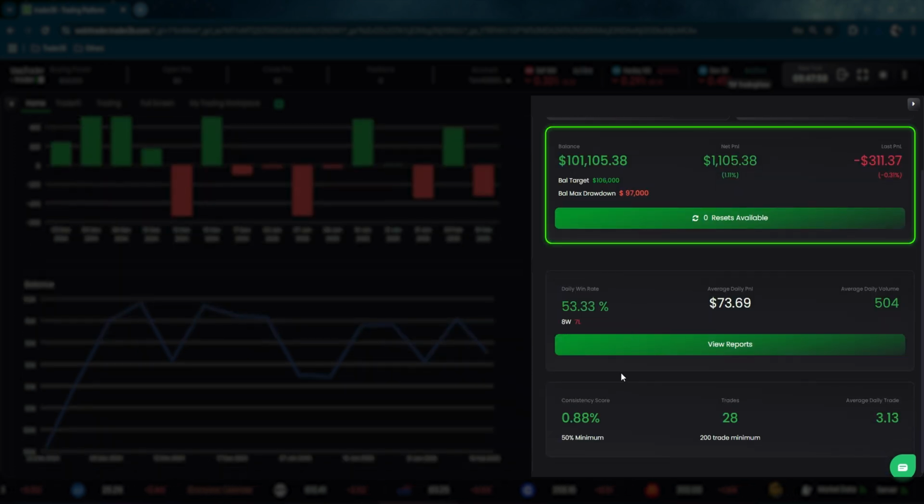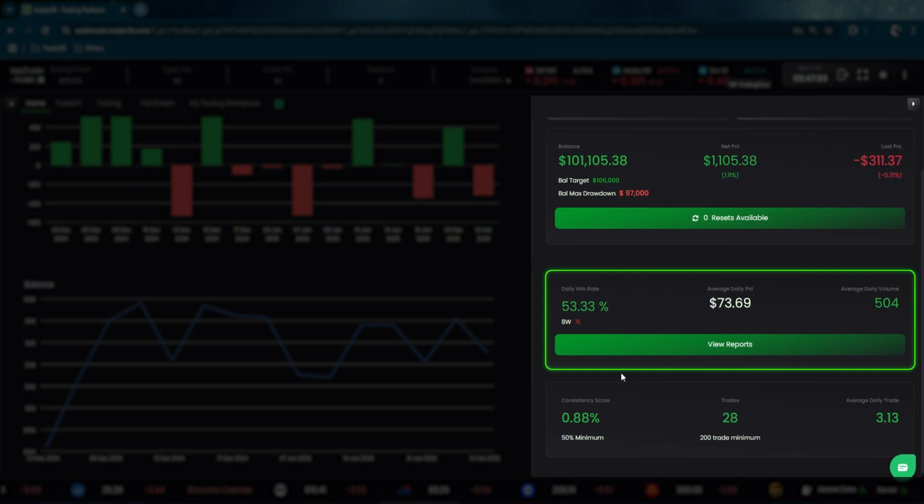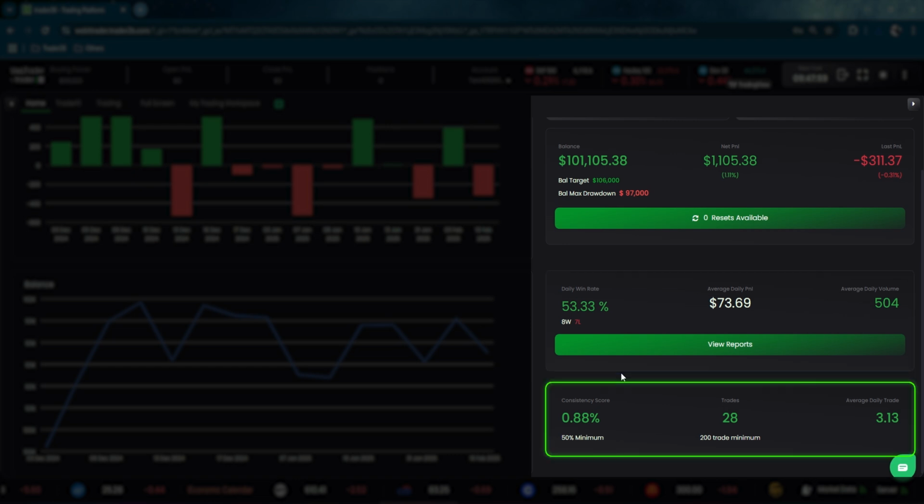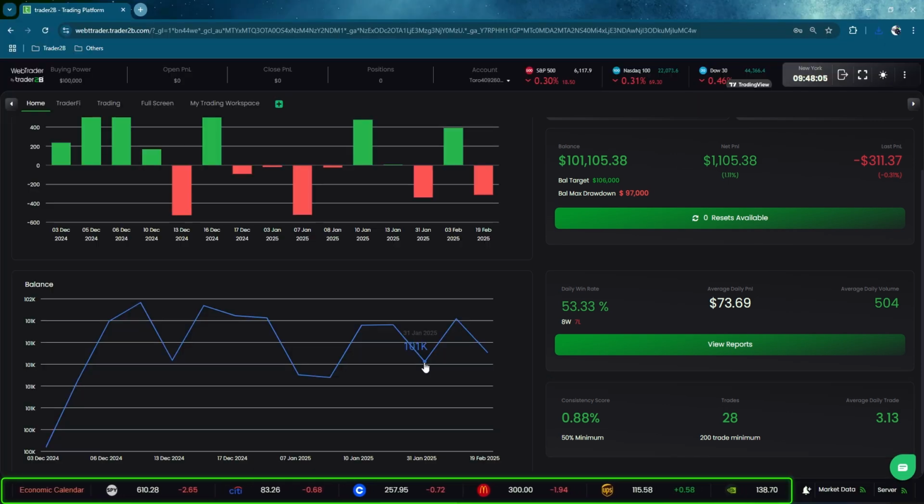This will also show your current balance, target balance, maximum drawdown, and resets available to your account, as well as your P&L, profit and loss for the day, net profit, your current consistency score, or your percentage of wins, and lastly, your total round trades, or the number of times you bought and sold stocks. At the bottom section, if having market data, we'll see the moving stock ticker with their current market price.